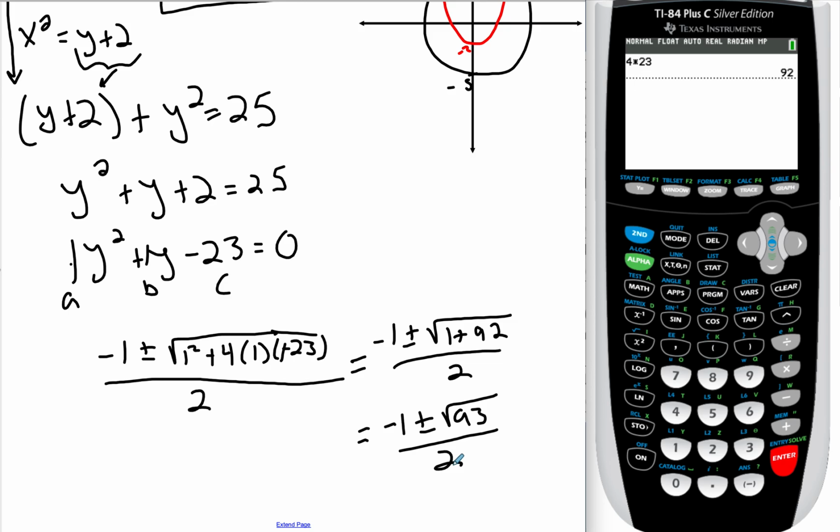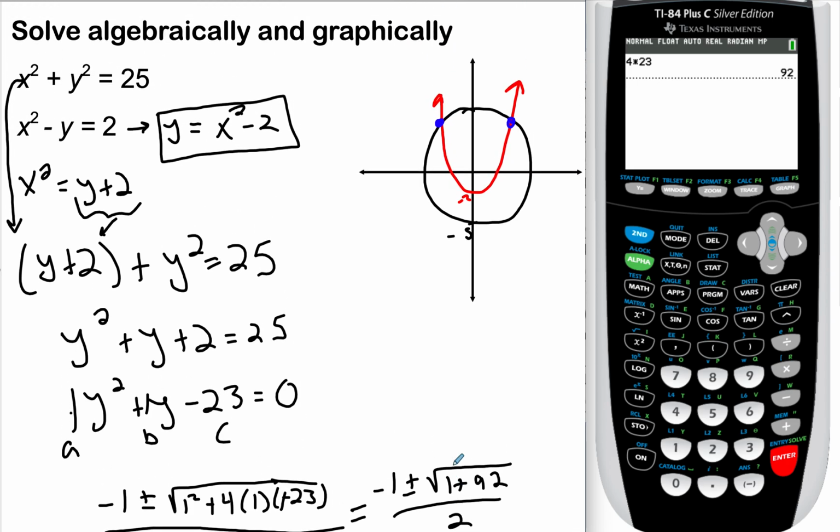Tough to do, but it's all right. So here's what I have. Come back up, and we'll get ready to state our solutions. So, first one, -1 plus... and remember, this is a y, so we have to be aware of where we're putting our coordinates here.